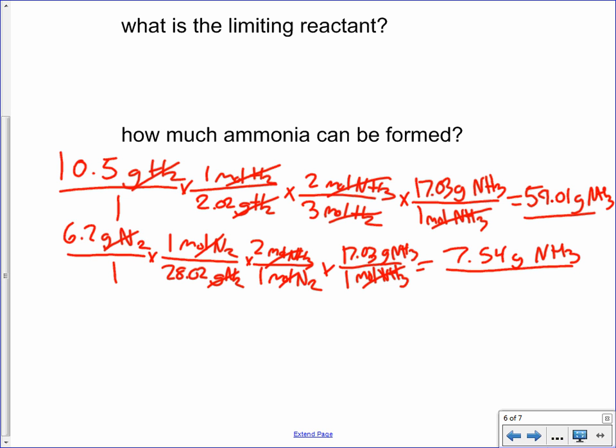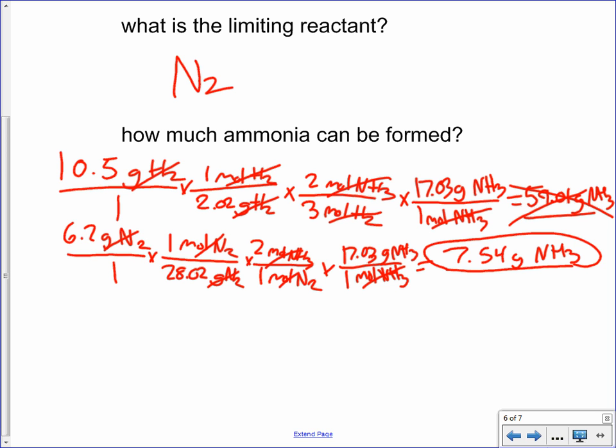Okay, so how much ammonia can be formed was the question. Well, our hydrogen tells us we can make 59.01 grams of ammonia. Nitrogen tells us we can make 7.54 grams of ammonia. Well, it turns out this number doesn't matter at all, because once we've used up all our nitrogen to make this, the reaction is done. So that is our answer. We have enough of both reactants to make 7.54 grams of ammonia, which means our limiting reactant here was nitrogen.